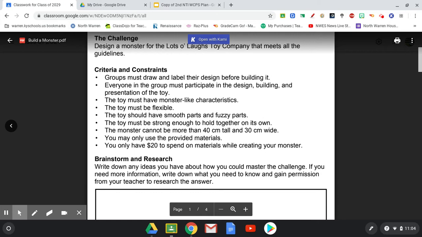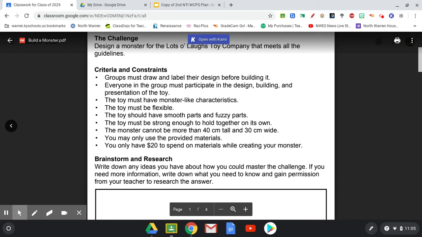So this was meant to be done as a group. So if you want to work on this as a family, that would be awesome. However, it's not necessary. It's also not necessary for you to actually build the monster. Drawing it would be sufficient. Okay. So if you want to build it, you have to draw it and you have to label your design before you build it.